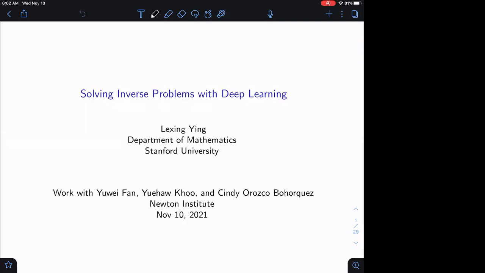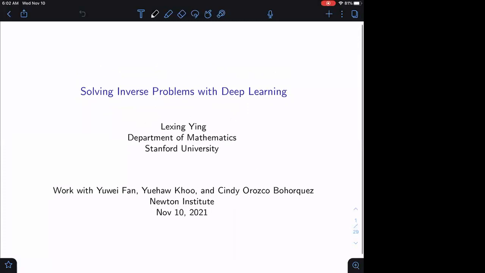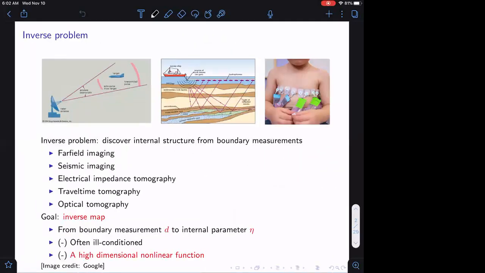Okay, thank you, Gita. Today, the second talk is about solving inverse problems with deep learning. This is joint work with Yu Fan, Yu Haoguo, and also Cindy. Okay, let me get started. This talk is about inverse problems. An inverse problem is essentially the task of discovering internal structures from boundary measurements.